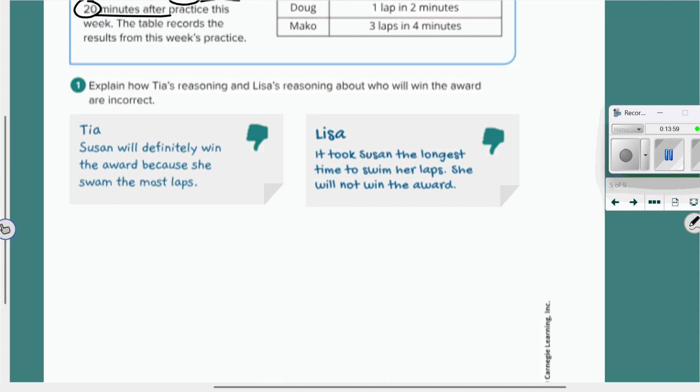Who thinks Lisa is correct? Who thinks they're both correct? Who thinks they're both incorrect? You didn't even have to read them, guys. It tells you. They are both incorrect because they didn't compare them accurately. They did no math.